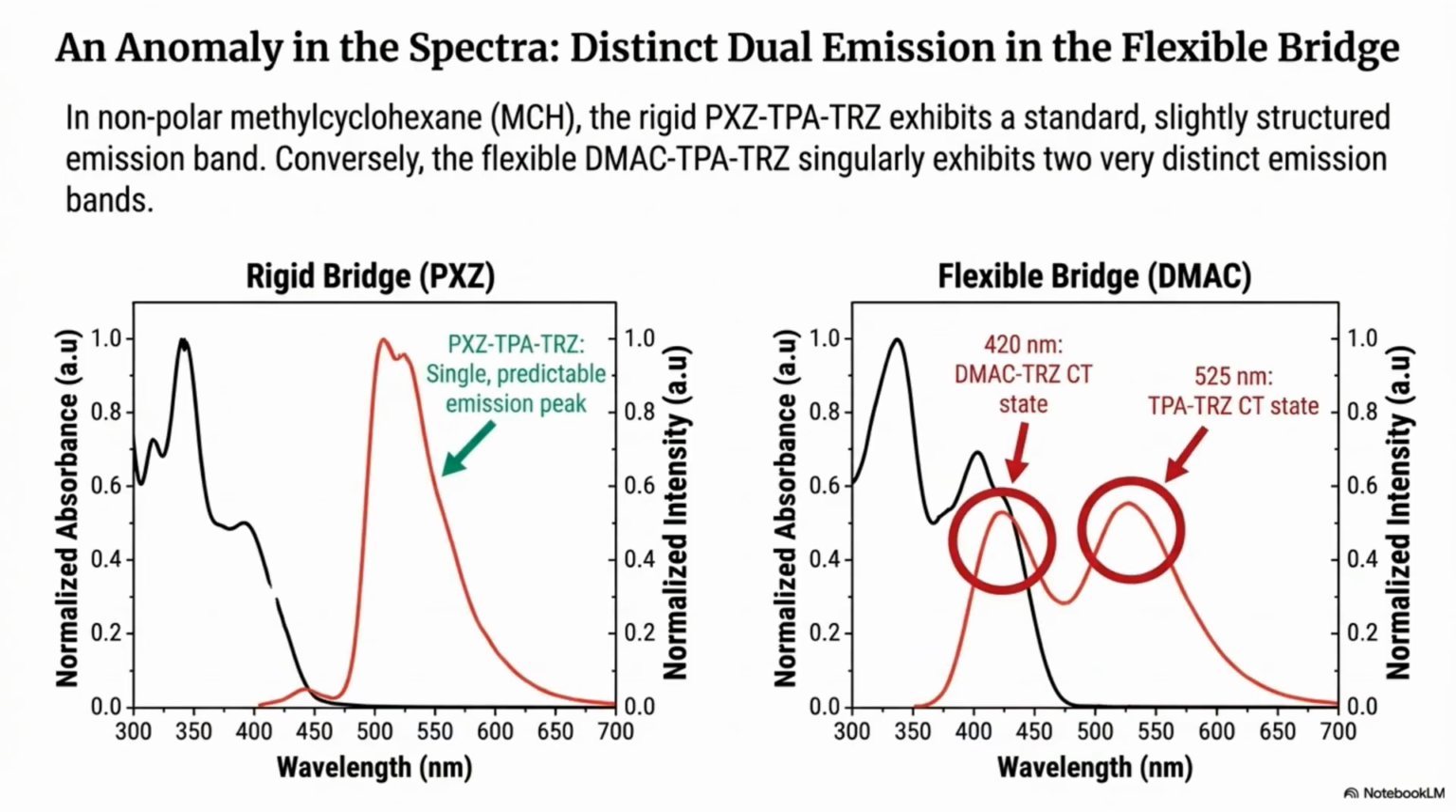donor and acceptor. In nonpolar MCH, the rigid PXZ-TPA-TRZ shows a single predictable emission band. Conversely, the flexible DMAC-TPA-TRZ exhibits two distinct emission bands: a high-energy DMAC-TRZ CT state at 420 nanometers and a lower-energy TPA-TRZ CT state at 525 nanometers.